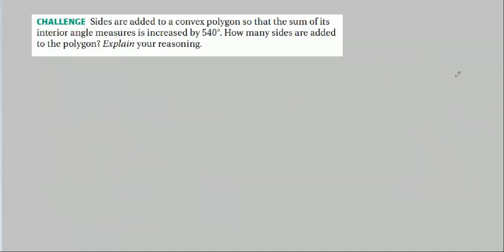Well, this one's pretty easy. If you remember our table that we had, remember we had 3 sides was 180, 4 sides was 360, 5 sides was 540, and on down, and it turned out the difference at each point was 180 all the way down. Doesn't matter how many sides you have. As you add one side, you add 180 degrees to the sum of the interior angles.